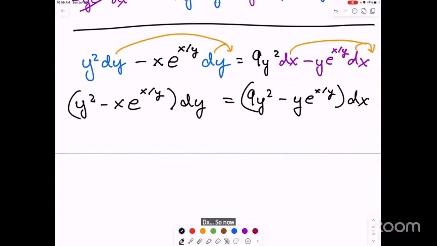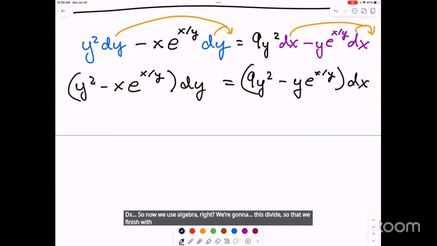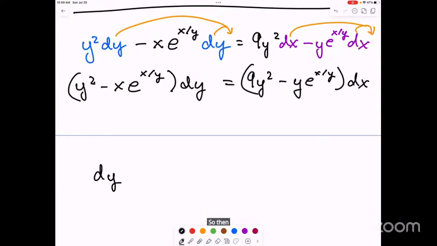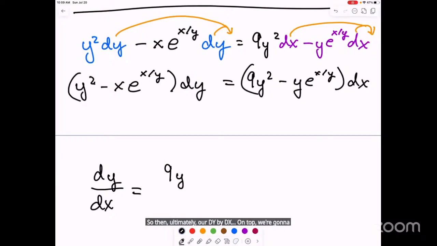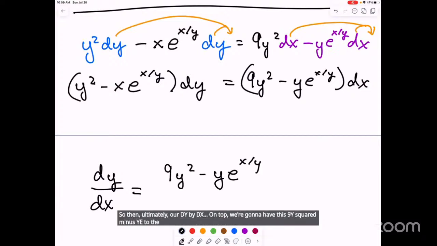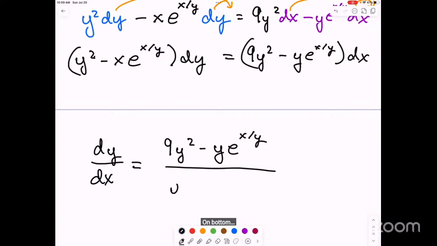So now we use algebra, right? We're going to just divide so that we finish with dy by dx. So then ultimately our dy by dx, on top we're going to have this 9y squared minus y e to the x over y. On bottom, y squared minus x e to the x over y.